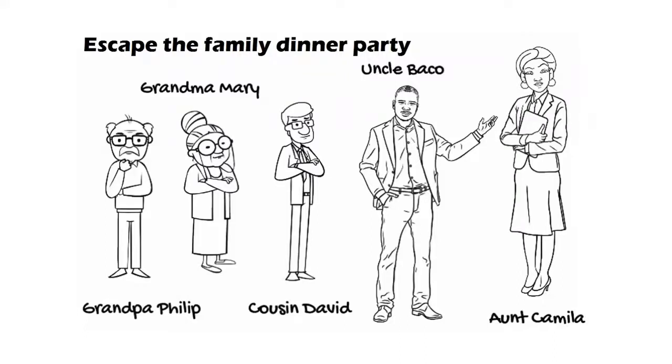Grandma Mary is slightly hard of hearing, so you need to be able to repeat some of the things. And then Grandpa Philip has a tendency to make things up. So you need to sort of cut him off before he starts telling outrageous or ridiculous stories. So those are the sort of scenarios.